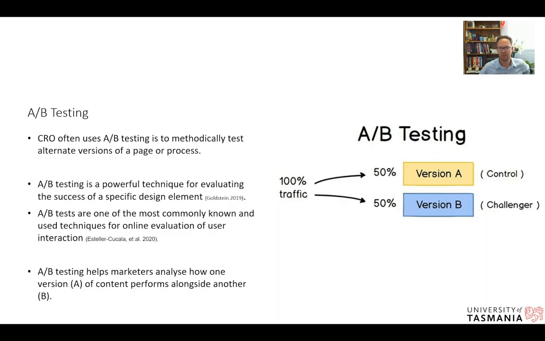So it's important that, as digital marketers, we learn how to do this. And I want you to understand the science behind this as well. So A/B testing helps marketers to analyze how one version of content outperforms another version.